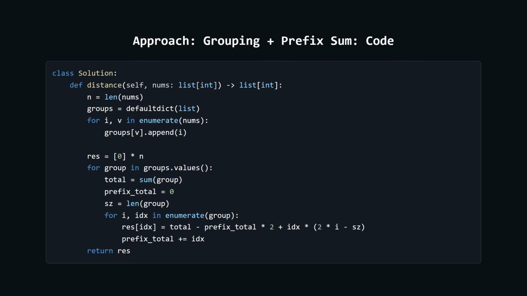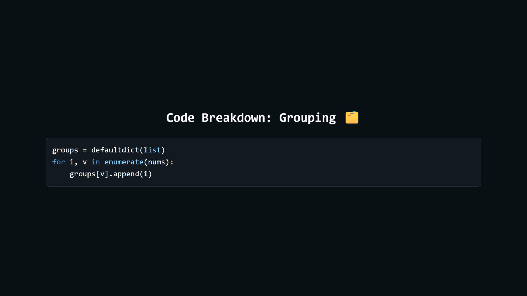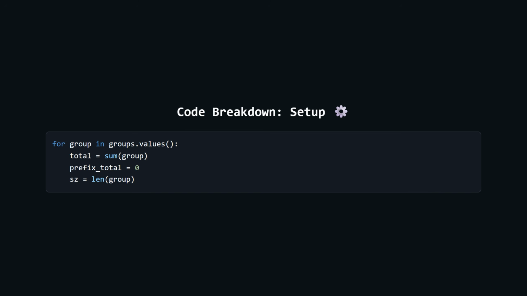Here is the full Python solution. It might look a little dense at first, so let's chop it up and look at the pieces. First, we set up our hash map, we loop through the original numbers, and for every value we see, we add its index position to a list. So all the ones are grouped together, all the 2s and so on. Next, we go through each of those groups one by one.